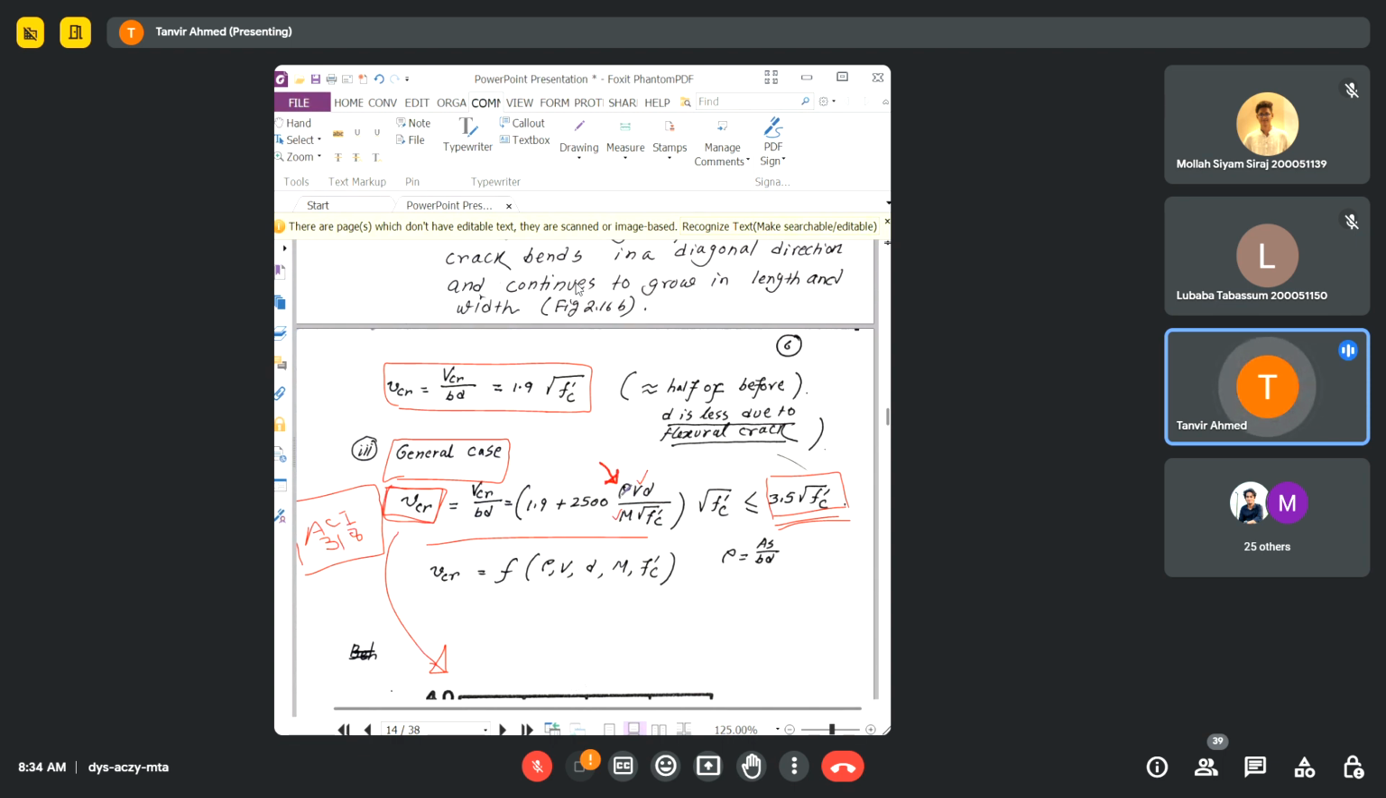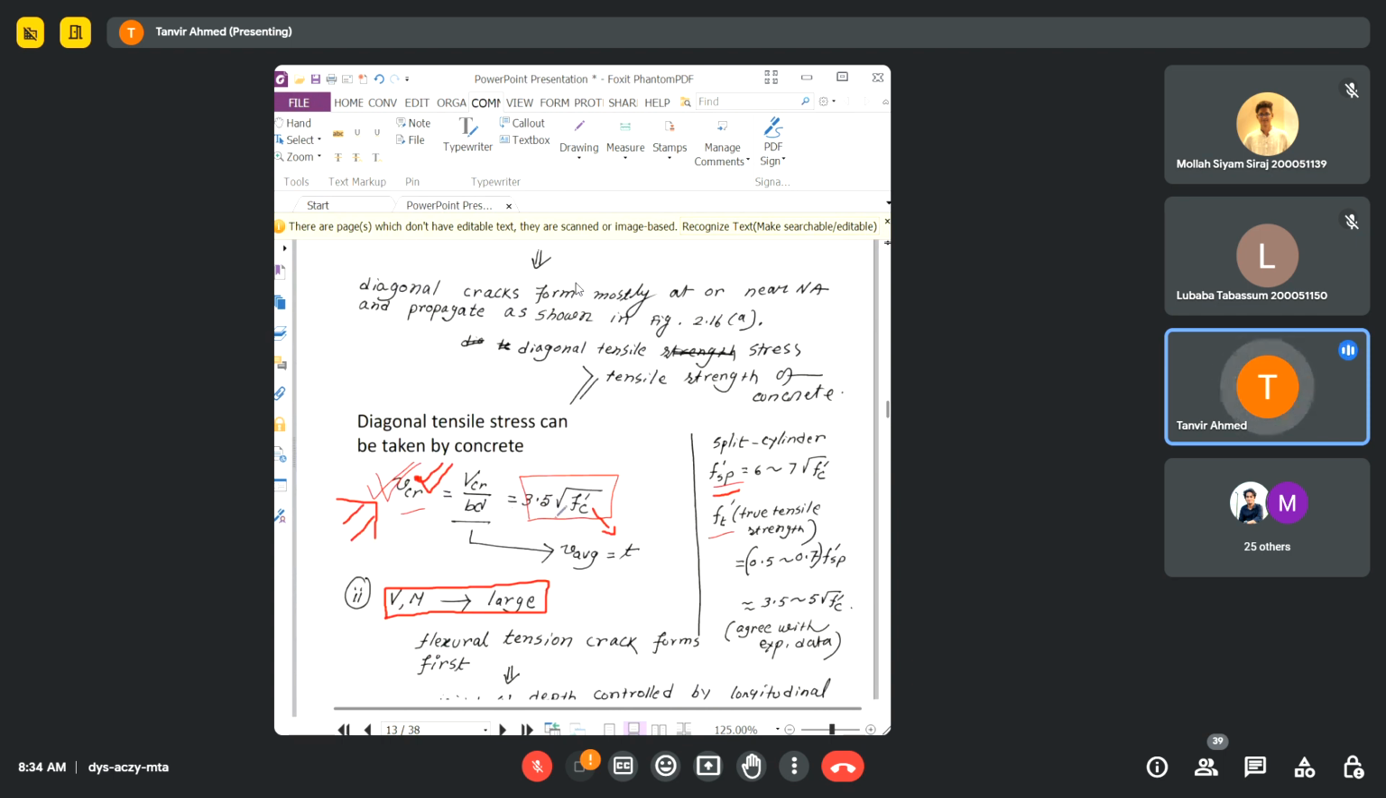So this reinforcement ratio is the longitudinal tensile reinforcement ratio that you have, the value of the effective depth d of your beam, and the compressive strength of your concrete. If you know all these values, then if you plug in all the values, you will get the value of your shear strength. The value that you obtain from this equation should always be less than 3.5 square root of fc prime. So this is the maximum shear strength that you can attain.